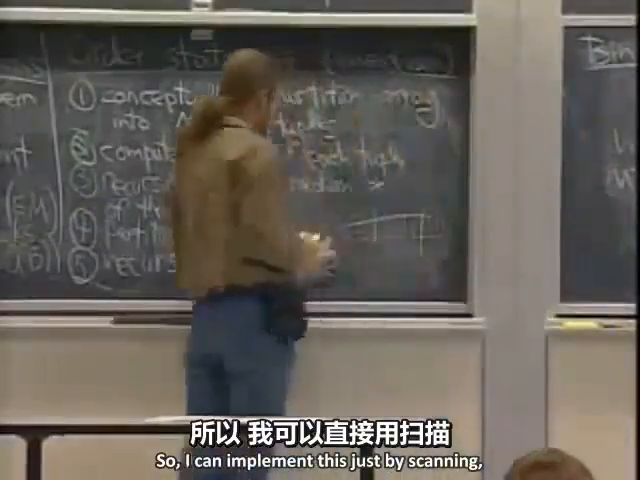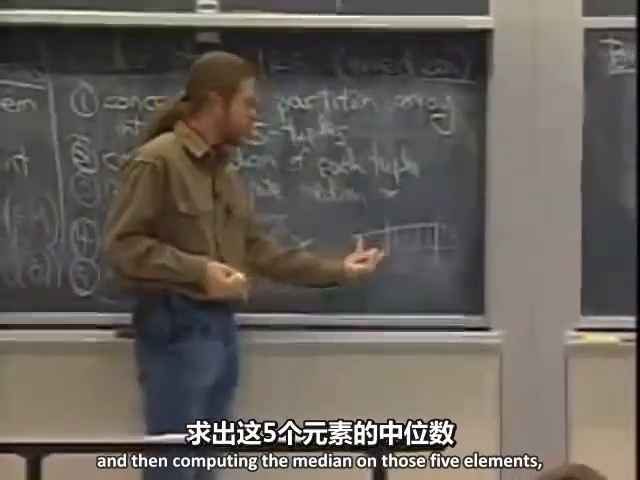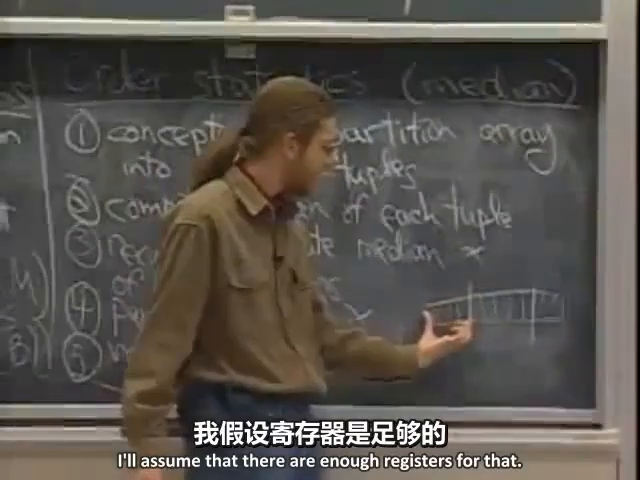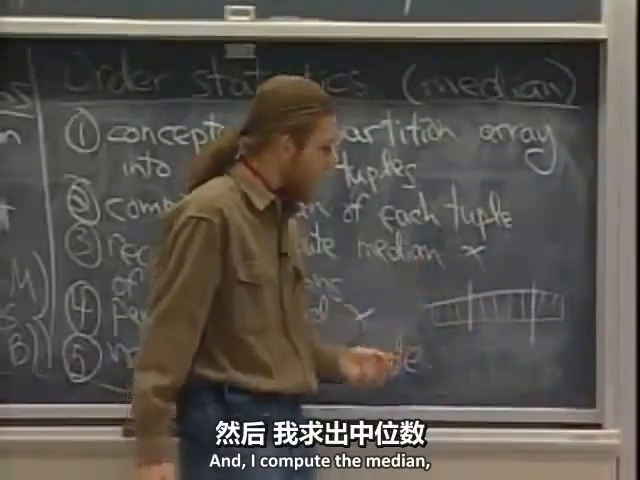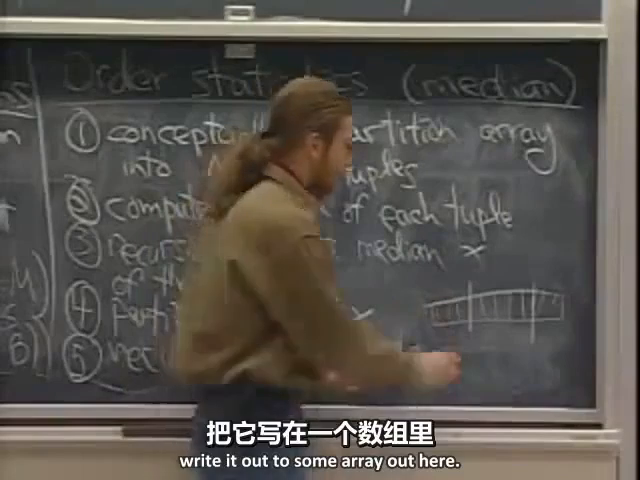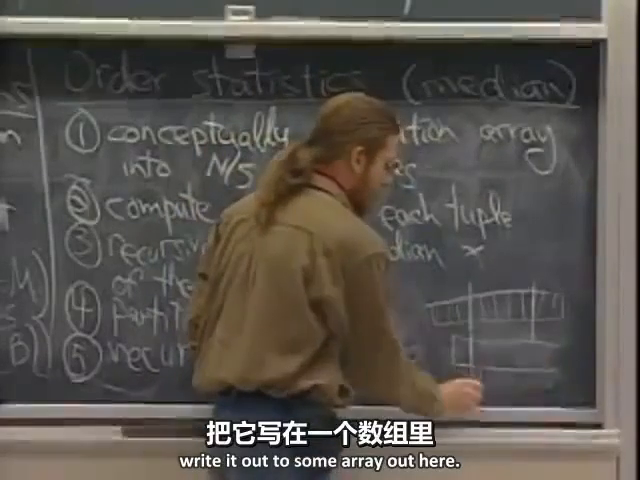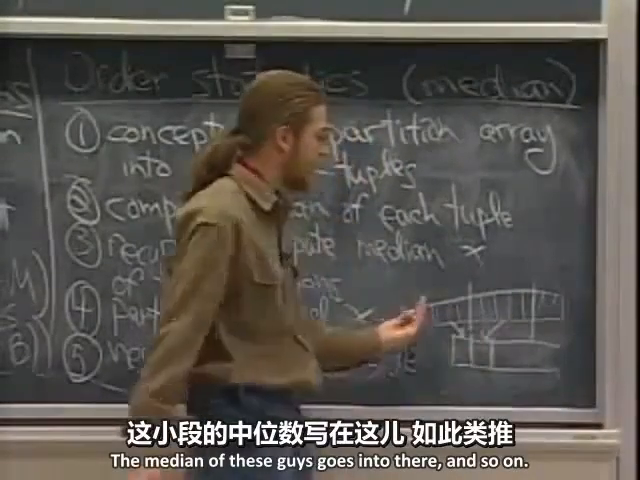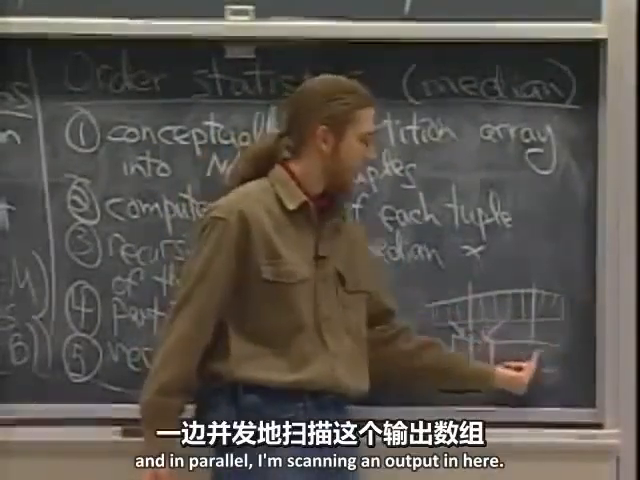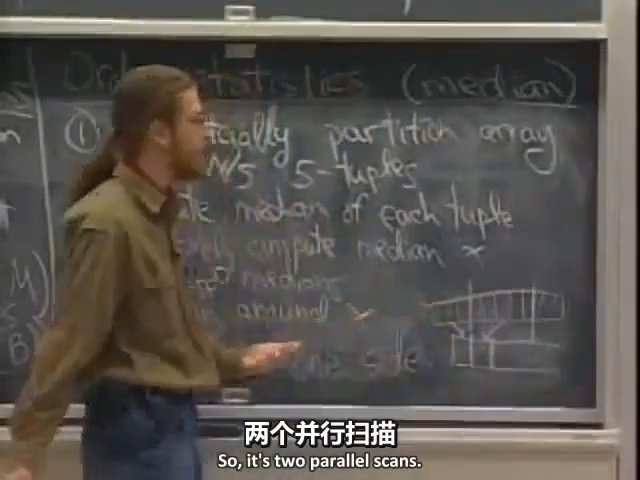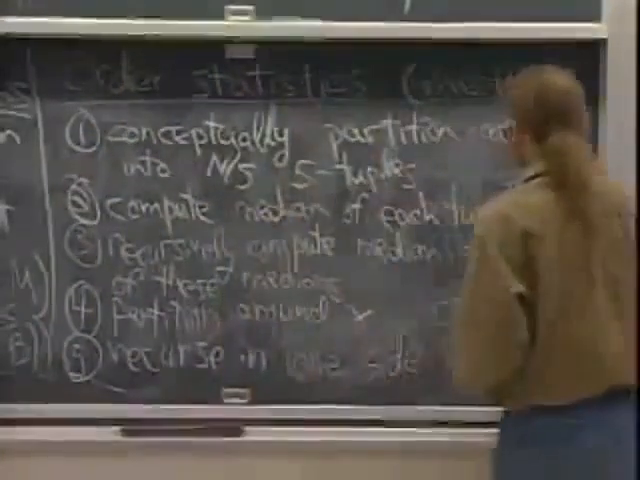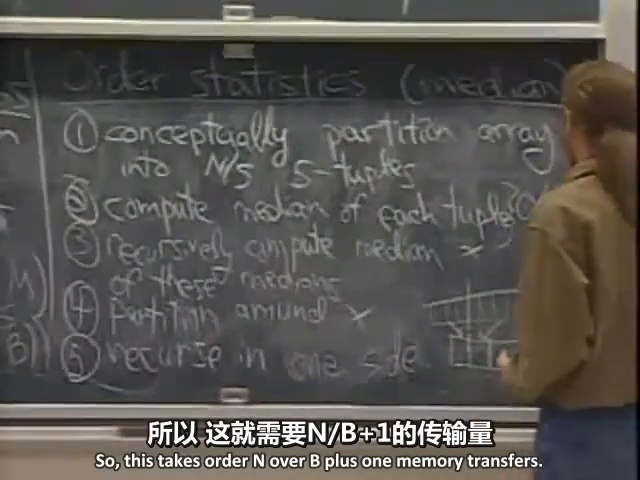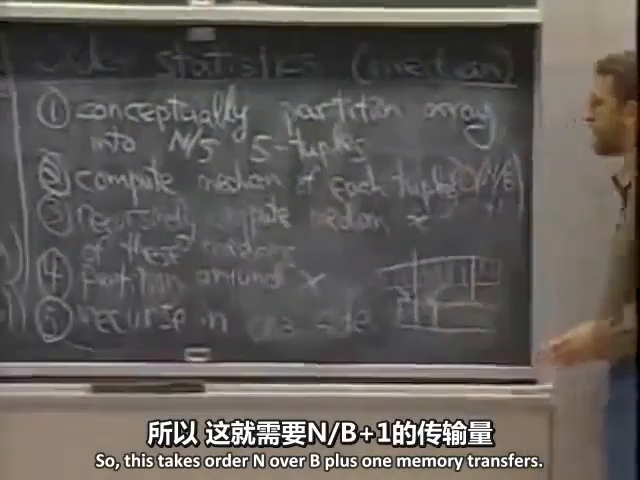So I can implement this just by scanning and then computing the median of those 5 elements, which I store in the 5 registers in my CPU. I'll assume that there are enough registers for that. And I compute the median, write it out to some array out here. So the median of here goes into there, the median of these guys goes into there, and so on. So I'm scanning in here, and in parallel I'm scanning and outputting here. So it's 2 parallel scans, so that takes linear time. So this takes order n over B plus 1 memory transfers.